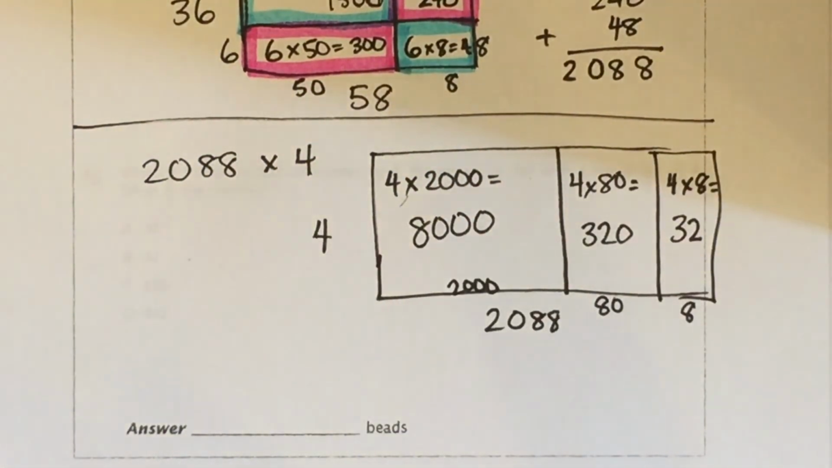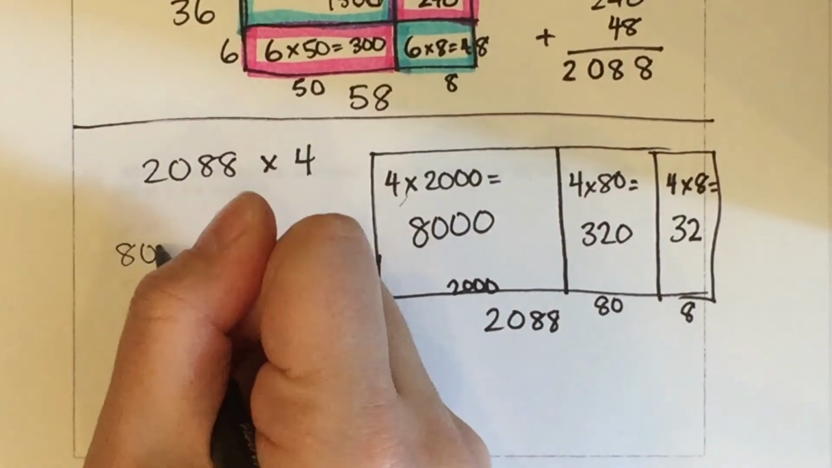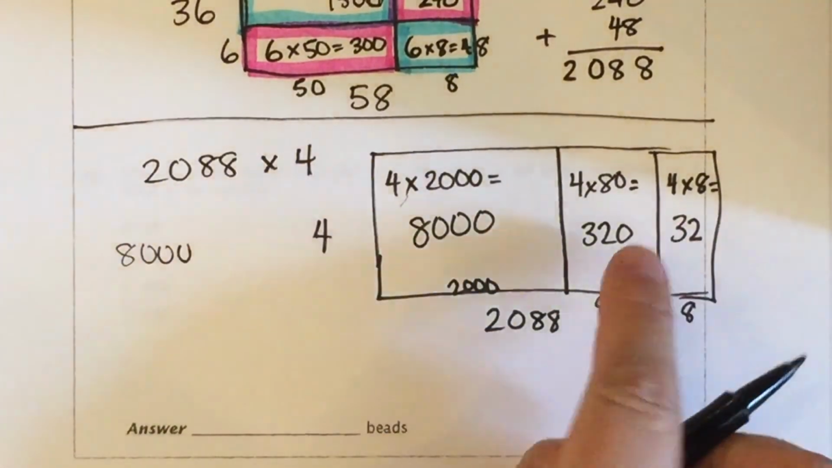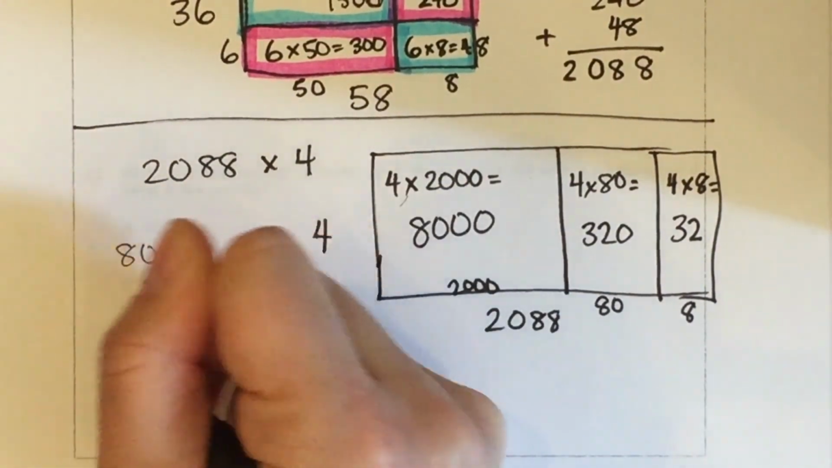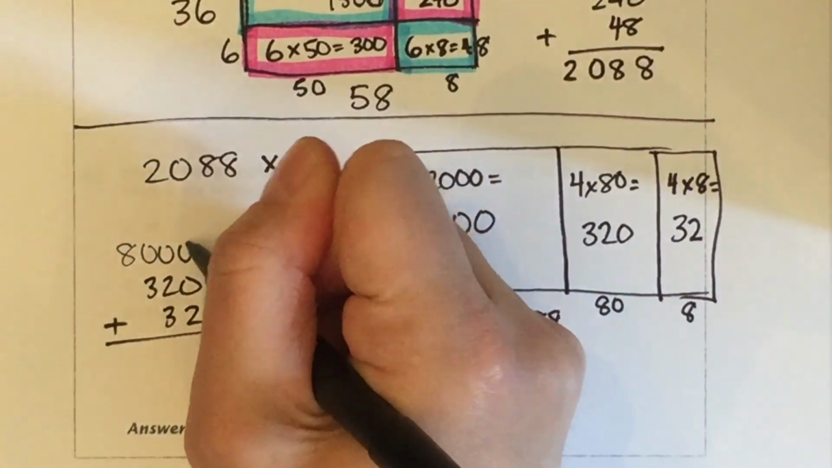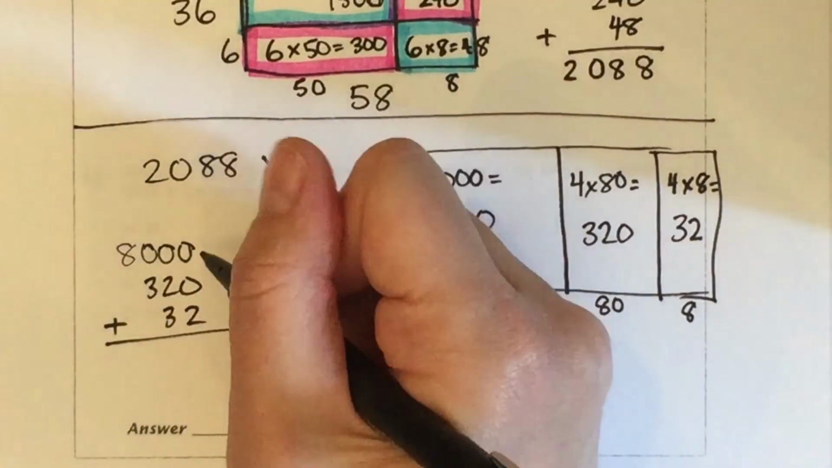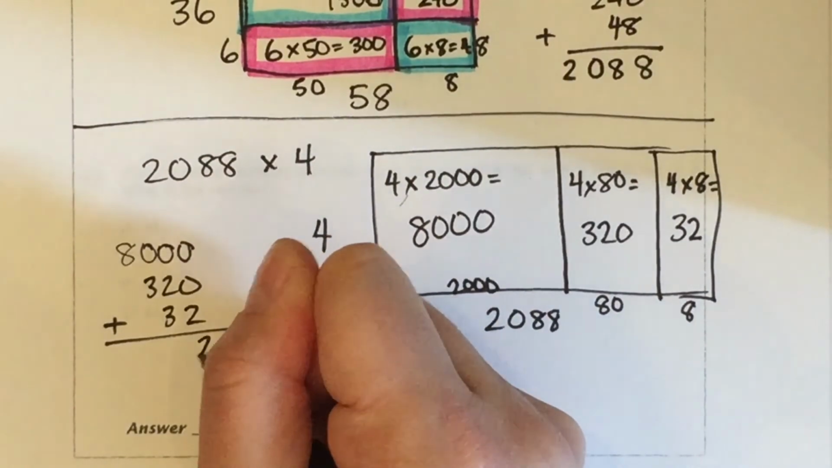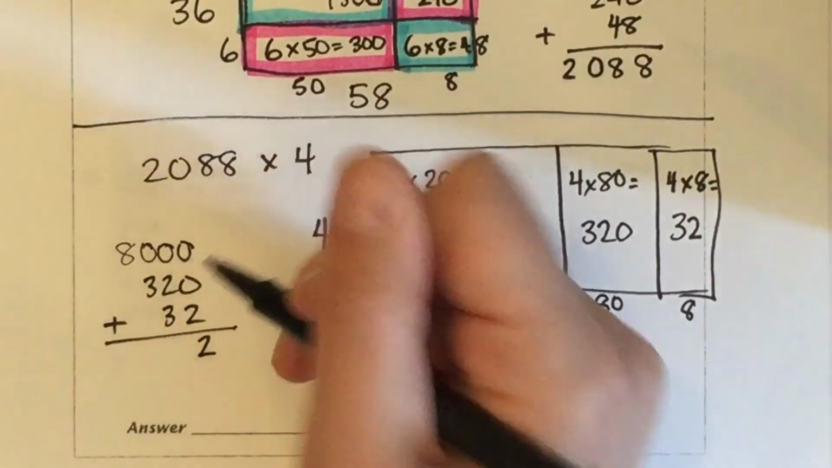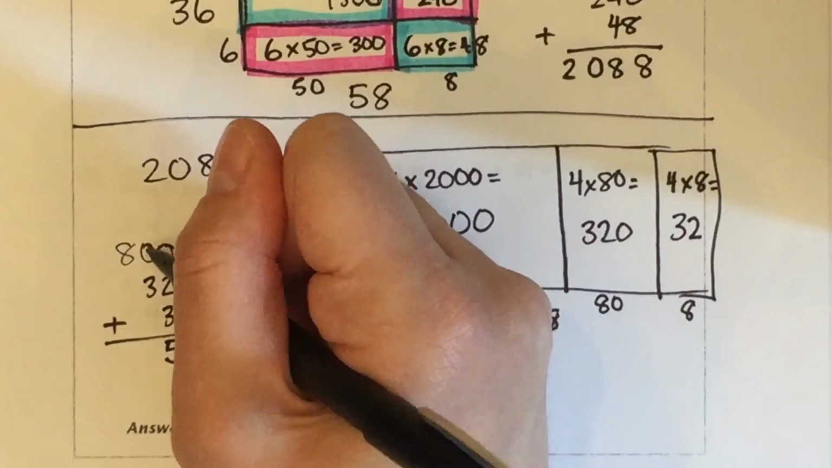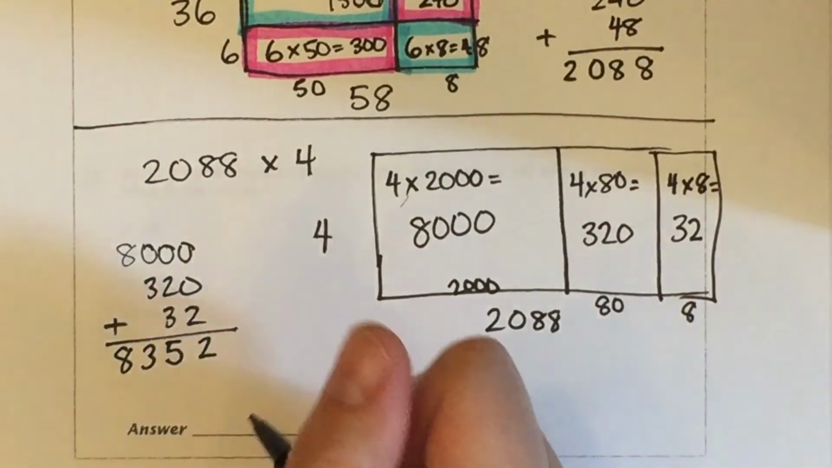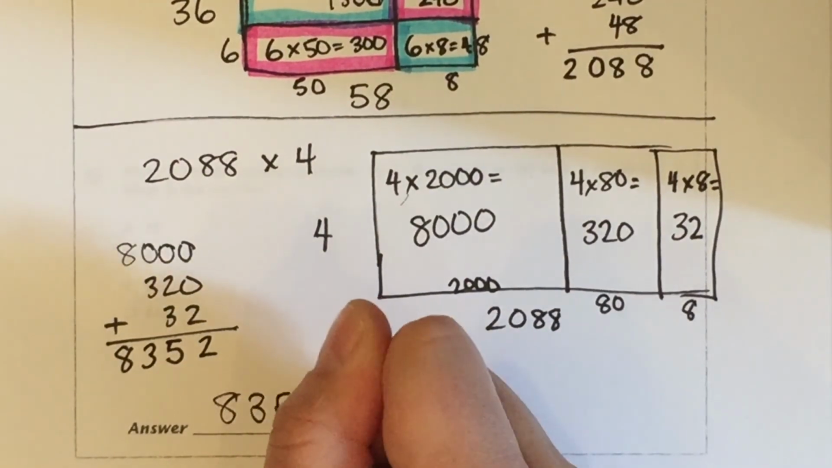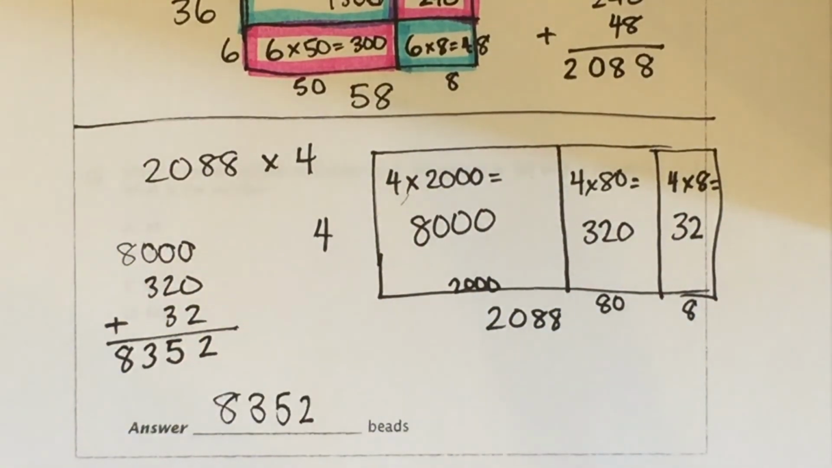All right, now I'm going to add those together. So 8,000 plus 320 plus 32. I'm going to use the standard algorithm. 0 plus 0 plus 2, 2. 0 plus 2 plus 3, 5. 0 plus 3, 3. 8 plus nothing, 8. All right, my answer is 8,352 beads. Do you want me to ask Google and see if I'm right?